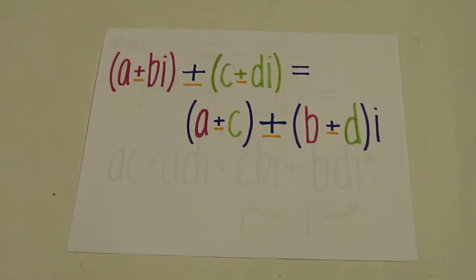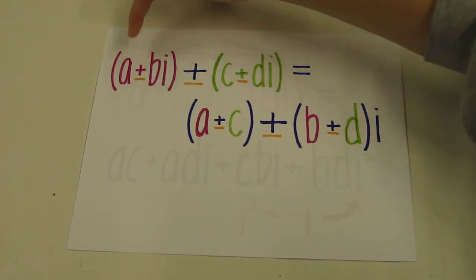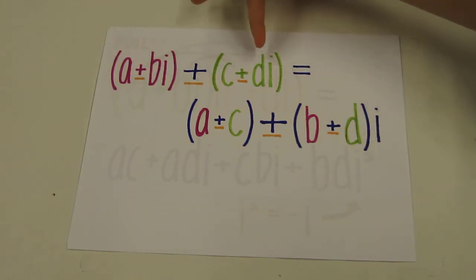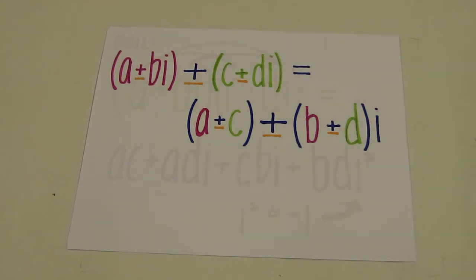When adding or subtracting complex numbers, you use the sum and difference formulas. This is done by simply adding or subtracting corresponding real and imaginary parts. Take, for example, adding a plus bi with c plus di. One would merely add a and c, and then add b and d. The same goes for subtracting.